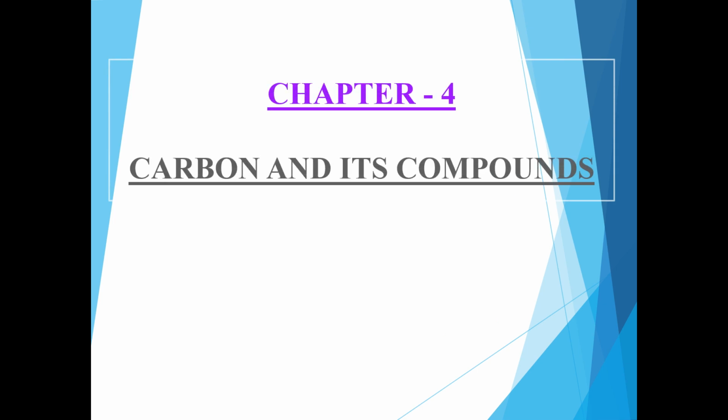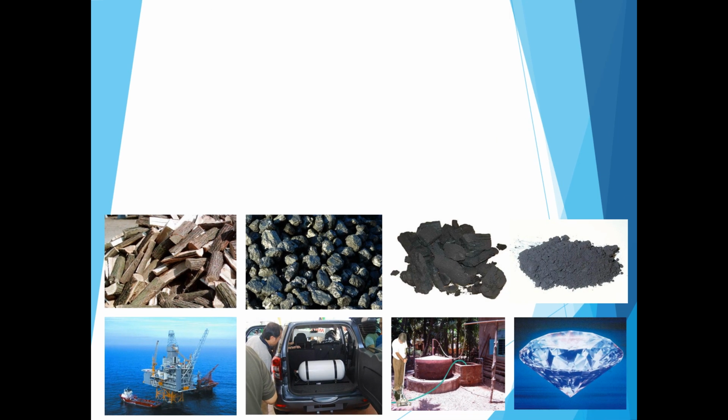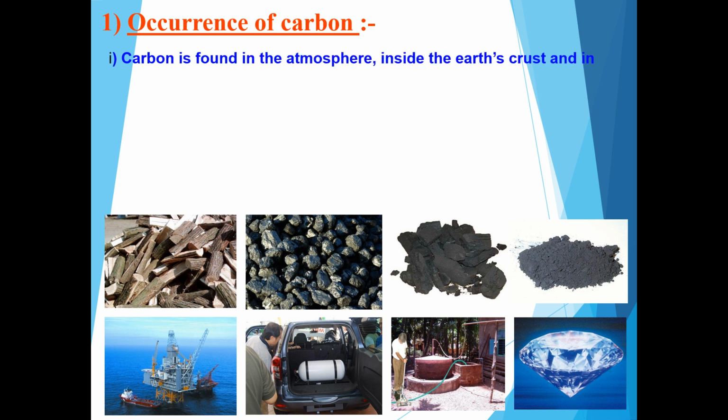Today we will study chapter 4, carbon and its compounds. In order to know about carbon and its compounds, first of all we should know the occurrence of carbon. Carbon is found in the atmosphere, inside the earth crust, and in all living organisms.